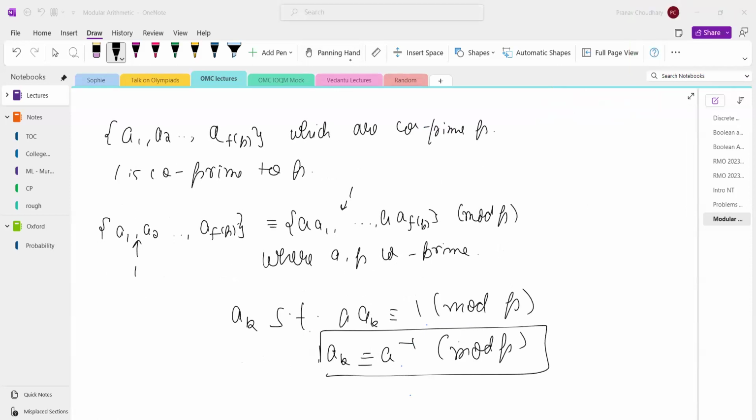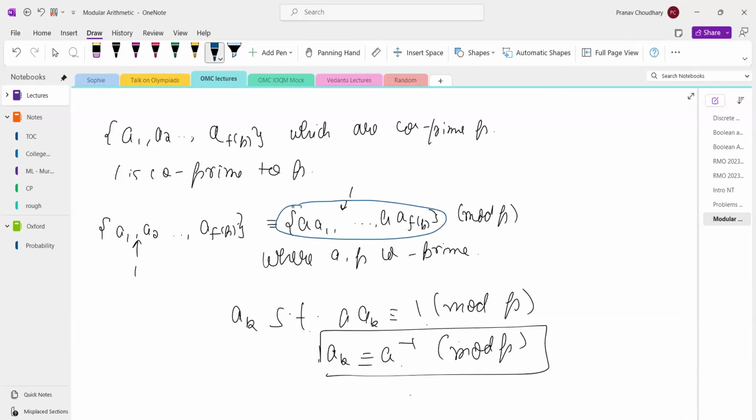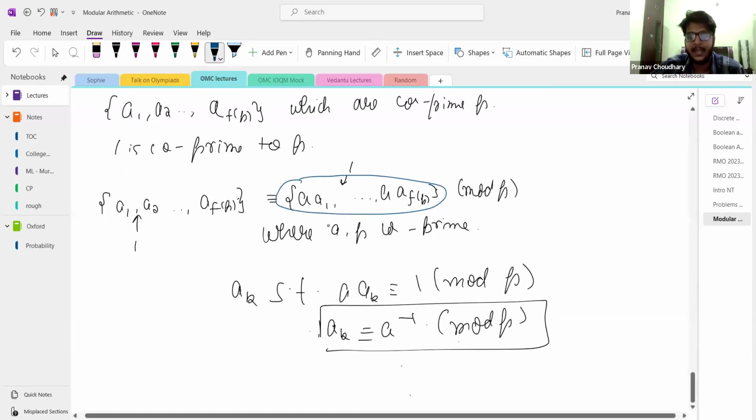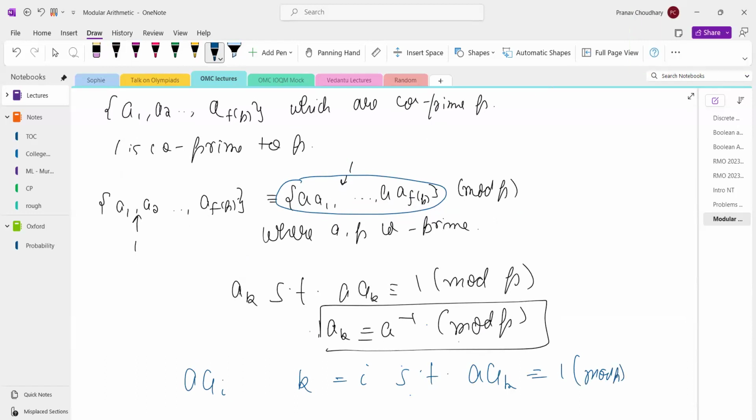I didn't understand where that a times ak is 1 mod p came from. Okay, do you understand this step, that 1 must be somewhere in this set? Yes, I understood that. So if 1 is in that set, and all the numbers in this set are of the form a times ai, there should be some k equal to i such that a times ak is 1 mod p. That's what I'm saying. I know that 1 exists, I'm just saying it would be 1 at some ak. Is that fine now? Okay, I understood now.